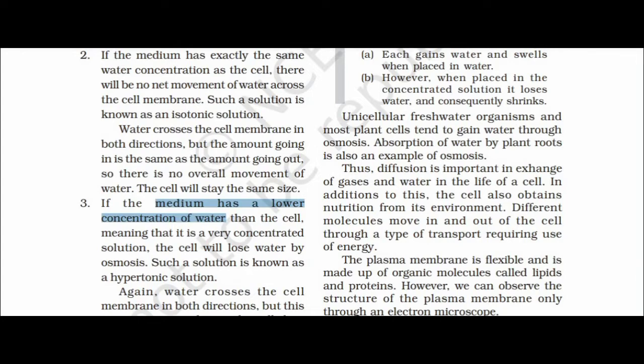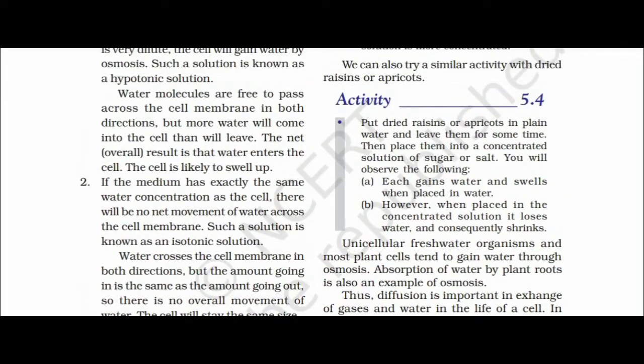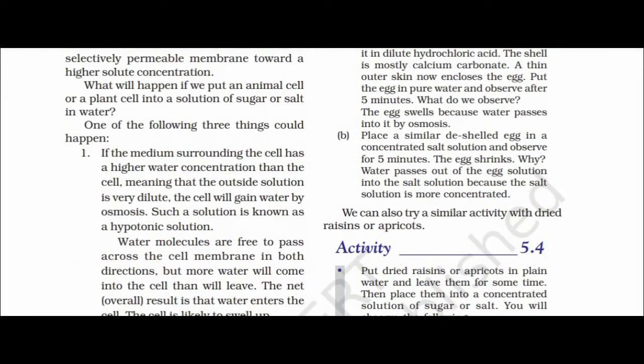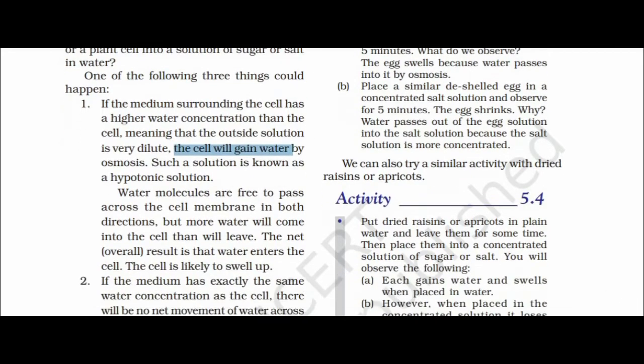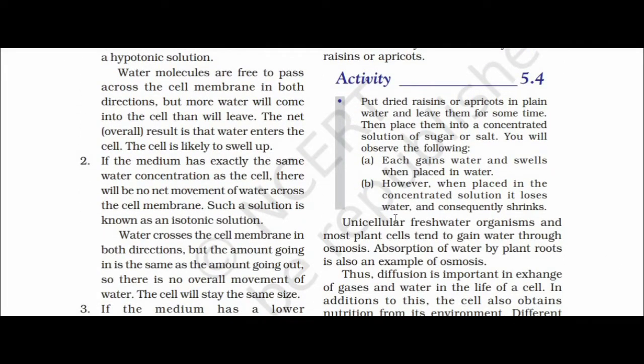What did we see in case of hypotonic? In case of hypotonic, the medium had high water concentration. This high water concentration made water move inside the cell. So the cell will gain water in a hypotonic solution. In case of an isotonic solution, there is no movement of water, because the concentration of water is the same in the medium and inside the cell.